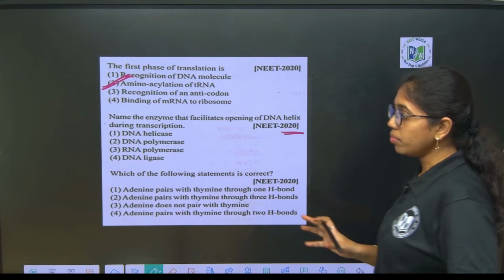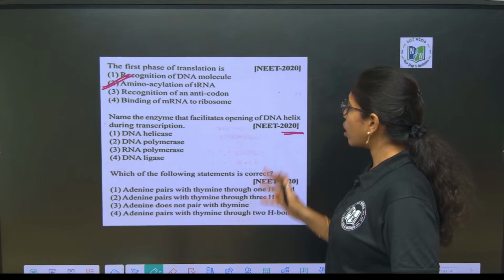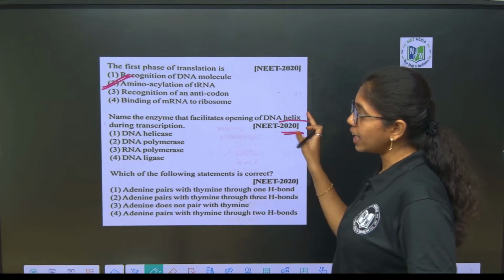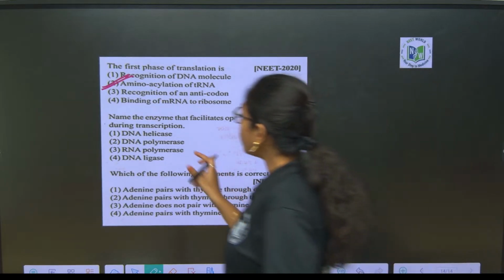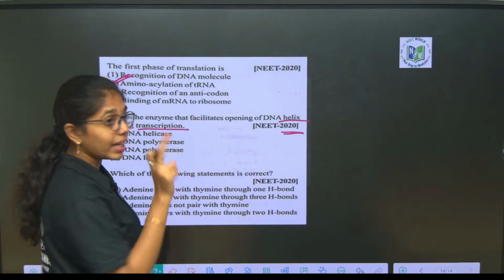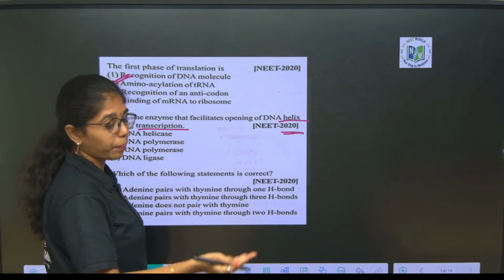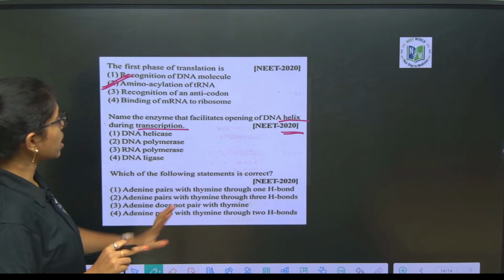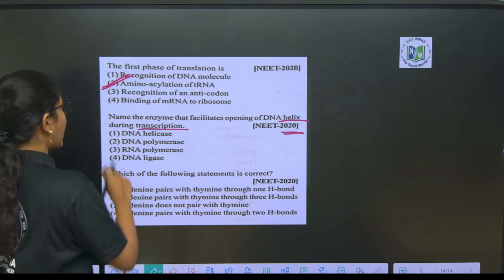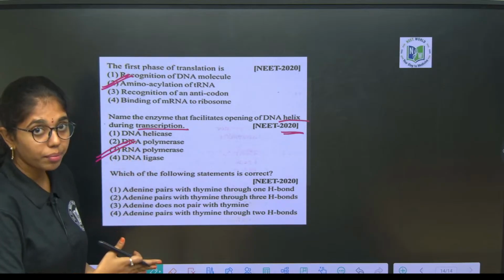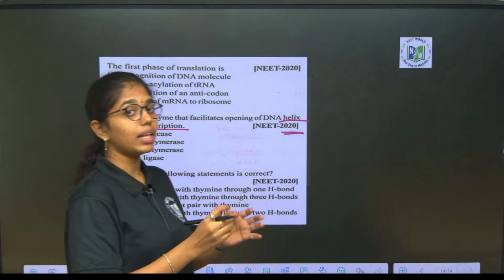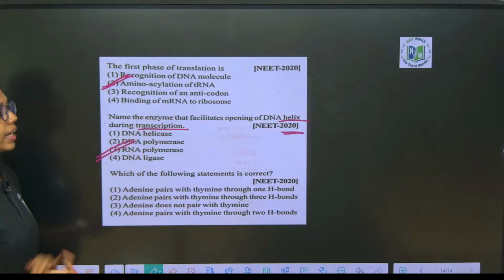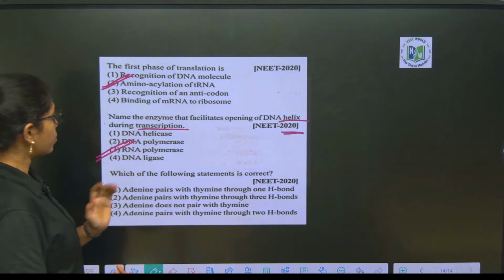Next question of NEET 2020. Name the enzyme that facilitates opening of DNA helix during transcription. If it were DNA helix opening during replication, then our answer will be DNA helicase. During transcription, our answer should be what? RNA polymerase. RNA polymerase along with the sigma factor will help in opening of DNA double helix during the transcription process.